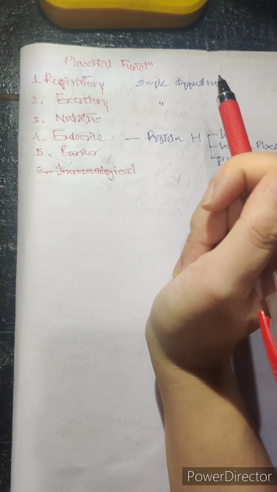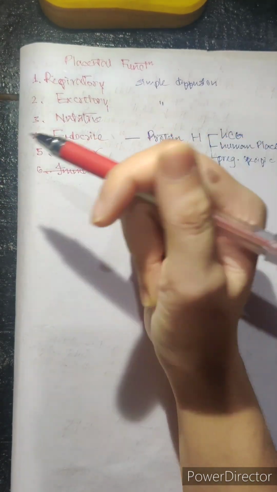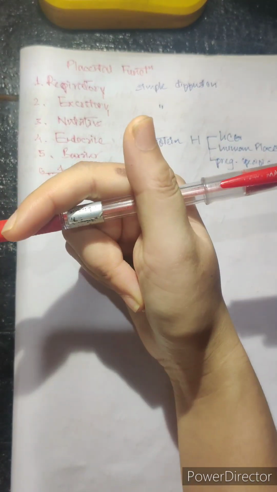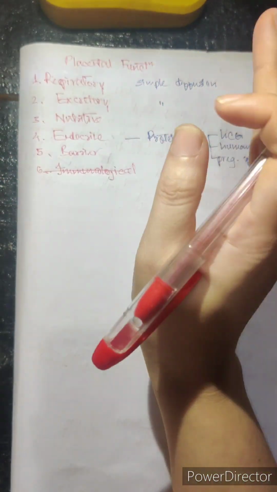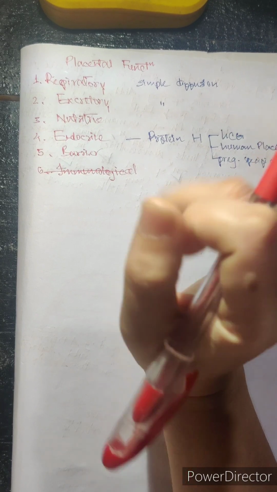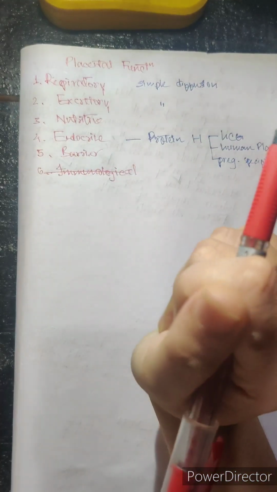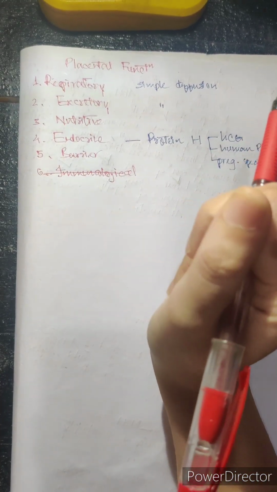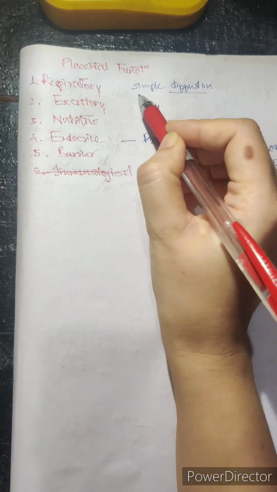The oxygenated blood, which comes from the placenta through the maternal circulation, is carried via the umbilical vein and then delivered to the fetus. The exchange of oxygen and the excretion of carbon dioxide takes place with the help of a process called diffusion, that is simple diffusion.